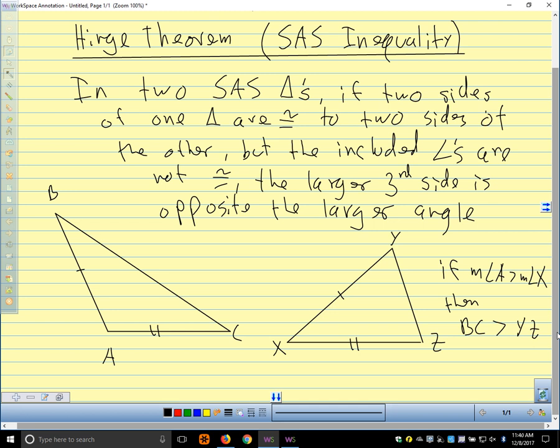And the reason we call it the Hinge theorem is if the door is open wider, we have more room to walk through it. That's what we're saying. So if we have these two sides the same, the angle's bigger, the side across from it is bigger. The door and the doorway are the same size. When the door is wider open, there's more room to walk through the door. All right, questions?